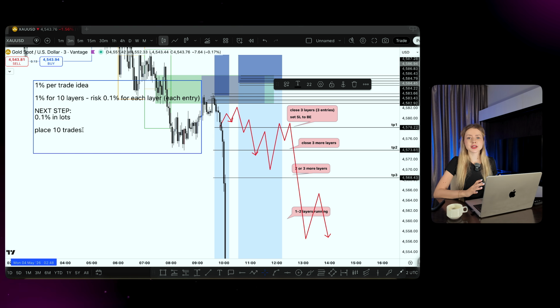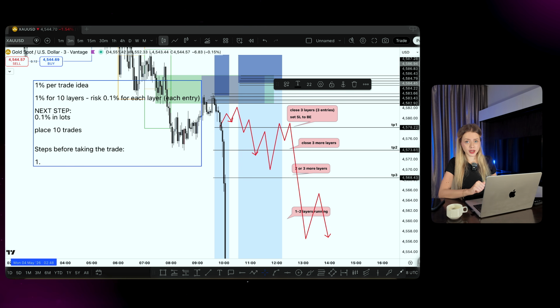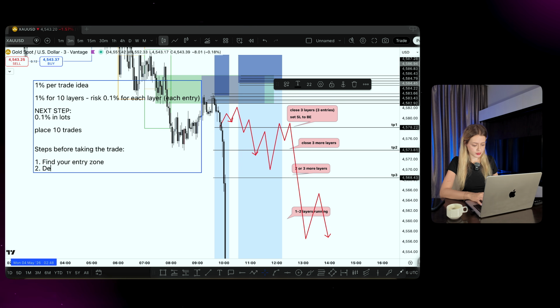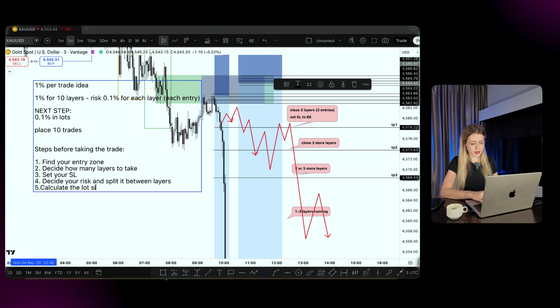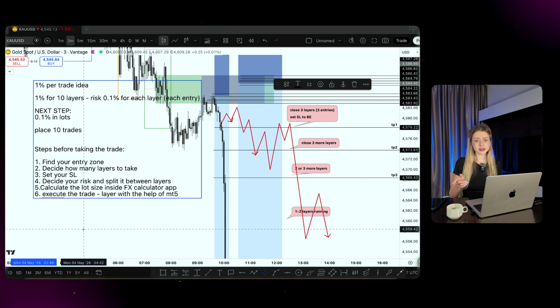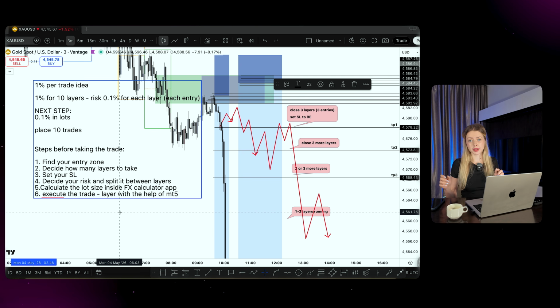Okay, so let's recap the steps when it comes to MetaTrader. Steps before taking the trade. Number 1, find your entry zone. Number 2, decide how many layers to take. Number 3, set your stop loss. 4, decide your risk and split it between layers. 5, calculate the lot size inside the FX calculator app. And 6, execute the trade layer with the help of MetaTrader 5, because MetaTrader 5 is actually better than MetaTrader 4, and I'm going to show you why right now.